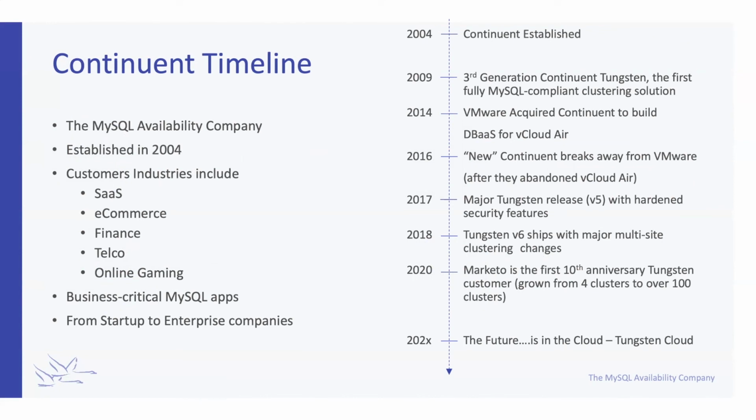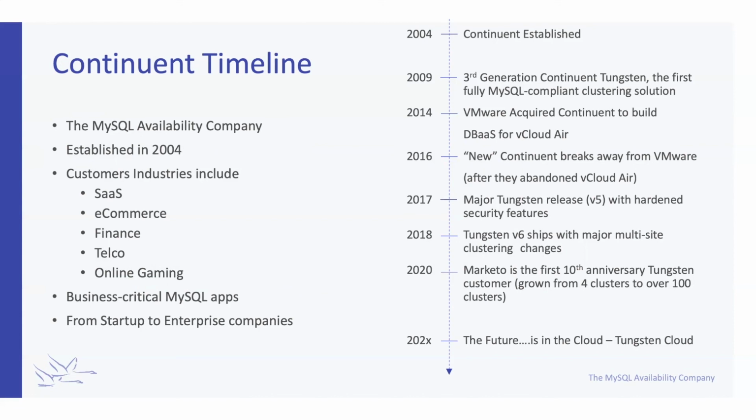But a couple interesting things. In 2014, we were actually acquired by VMware, and we were going to build the database as a service for vCloud Air, which was VMware's cloud offering solution. Unfortunately, or maybe fortunately, VMware abandoned their vCloud Air. And so with that, Continuent broke away and became independent again from VMware. So it was kind of interesting being selected to work with VMware. That's a pretty big company, a pretty big player in the space.